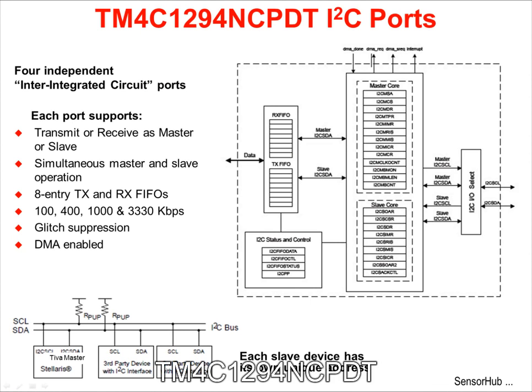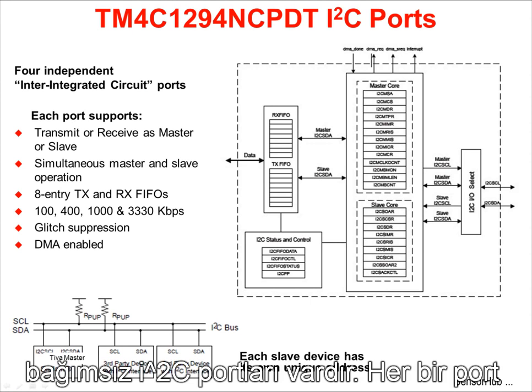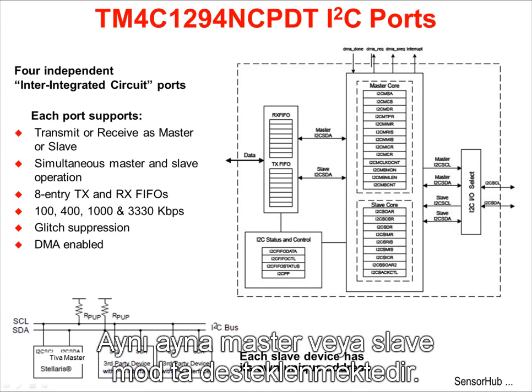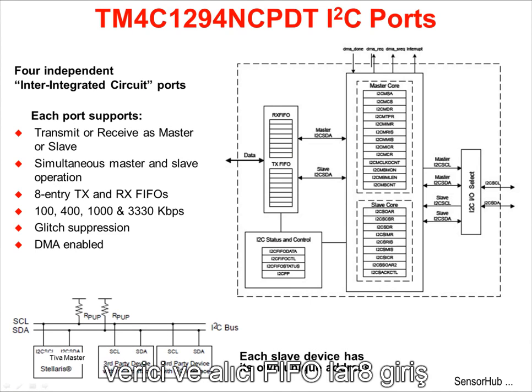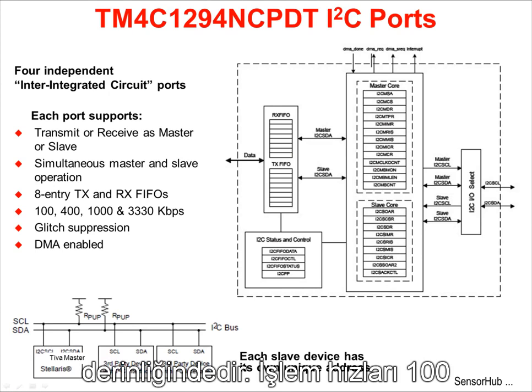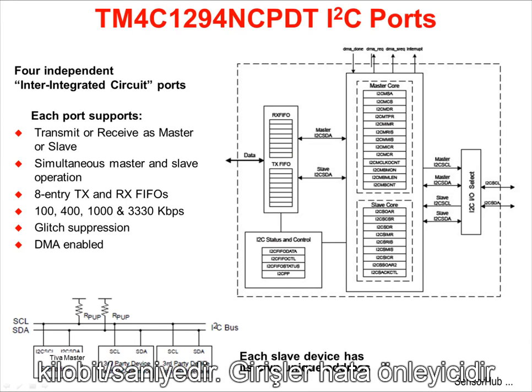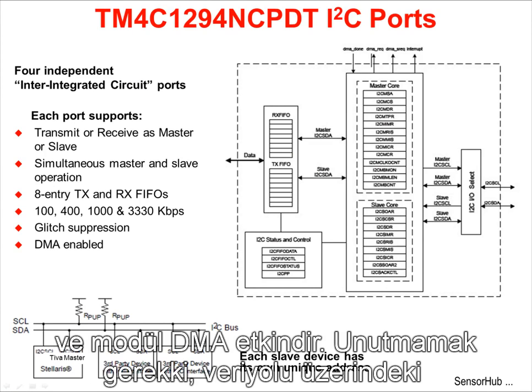The TM4C1294NCPDT has 4 independent I2C ports. Each port supports being a transmitter or receiver in both master and slave modes. Simultaneous master and slave operation is supported. Both the transmit and receive FIFOs are 8 entries deep. Operational speeds are 100, 400, 1000, and 3330 kilobits per second. Inputs are glitch suppressed and the module is DMA enabled.